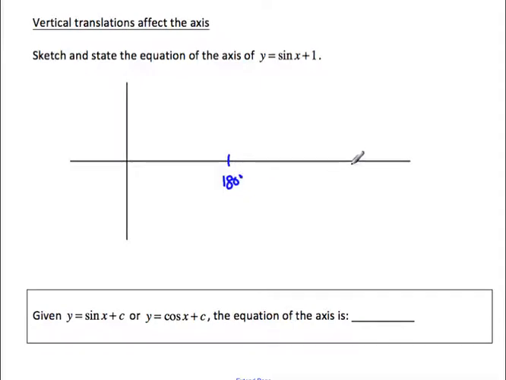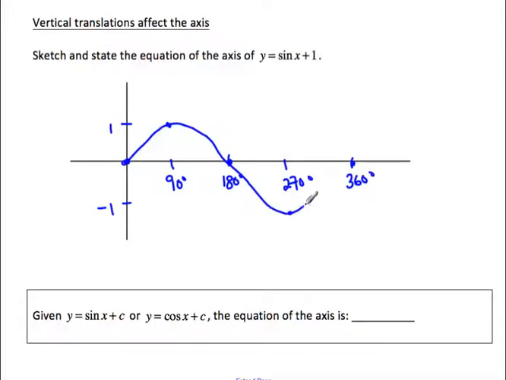If we draw the original function, y is equal to sine x, and it's good to get practice drawing these, we can put in our 5 key points, and then connecting them, we get a graph that looks something like that. Now, if we want to draw sine x plus 1, we're going to have to move all of these points up by 1. That's a vertical translation of 1.